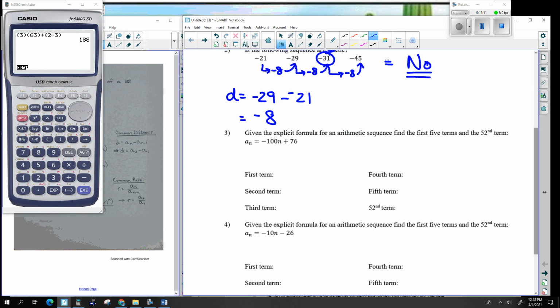Okay, here they give us the explicit formula, and they want us to use it to find the first, the second, the third, the fourth, the fifth, and the 52nd. All right, so let's find what is the first element, A1, the first term. And so that would be negative 100 times 1 plus 76.